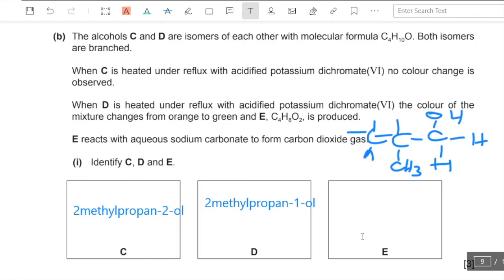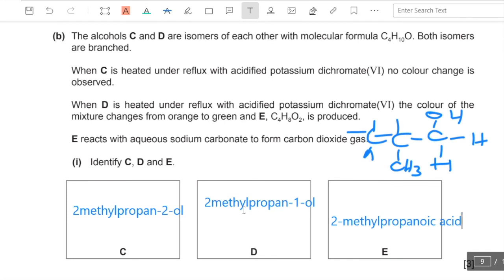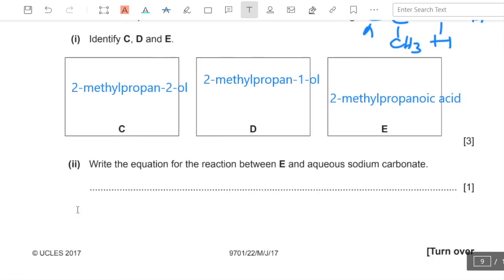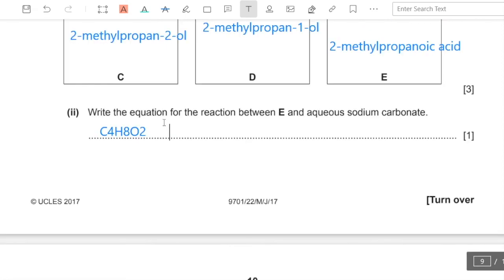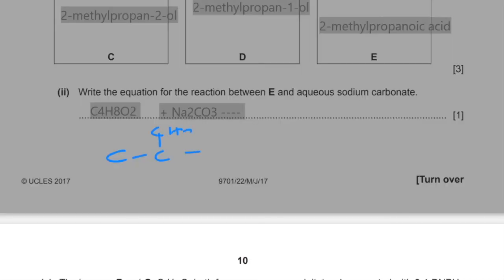And this is oxidized to a carboxylic acid, and that would be 2-methylpropanoic acid. To write the equation for the reaction between E and aqueous sodium carbonate, you have C4H8O2, the formula of the compound in the question, which reacts with sodium carbonate. React together, we have 2-methylpropanoic acid, assuming this is the acid group over here. It reacts with sodium, so sodium is going to displace this hydrogen atom, and the result is going to be, I'm just going to draw the carboxylate part of the compound, and sodium is going to displace hydrogen.